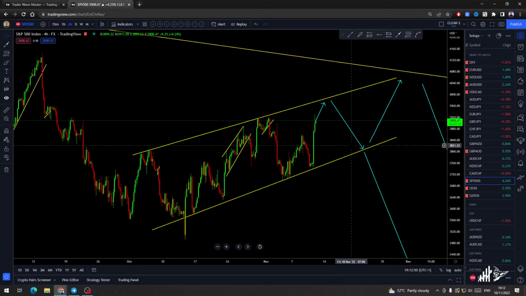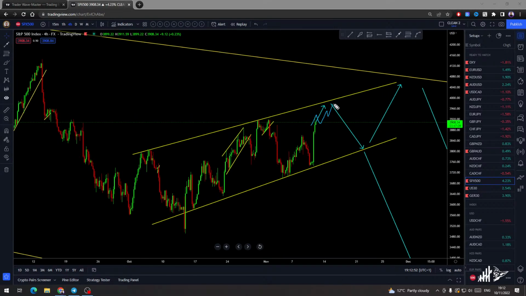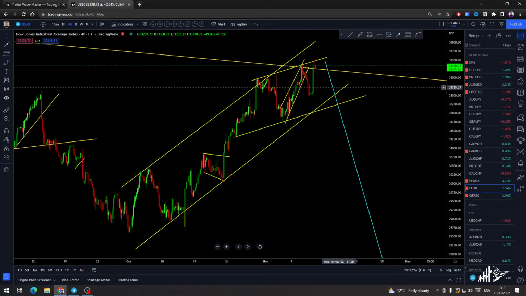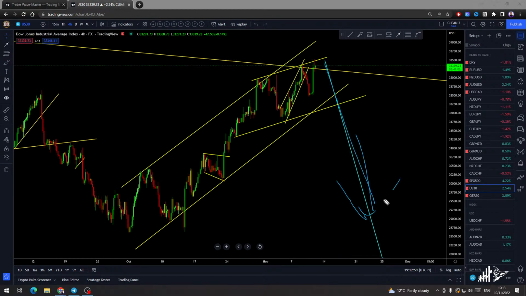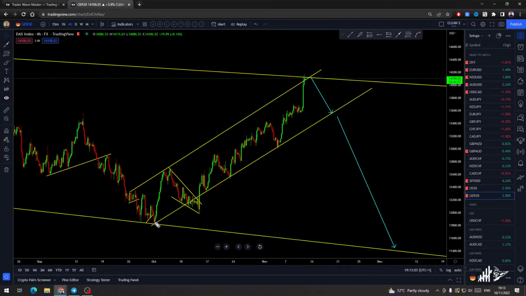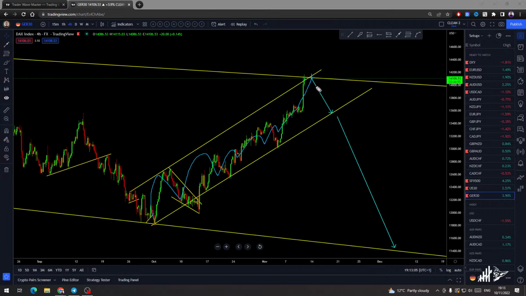SP500, I already told you. This will lose its momentum, then go lower. US30 as well. They all are showing me more downside, and of course German 30 as well. So this is the structure which can end over there and needs to start pushing lower.